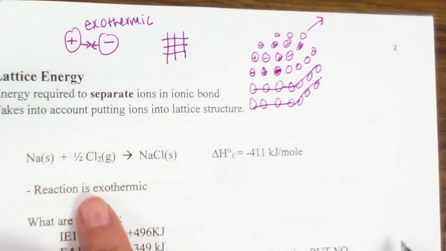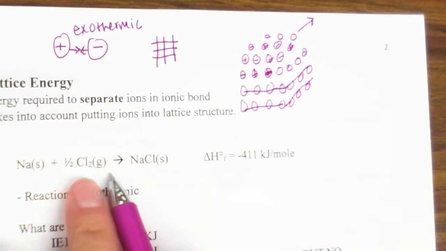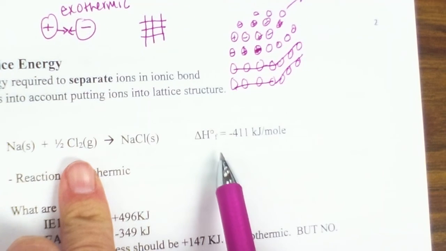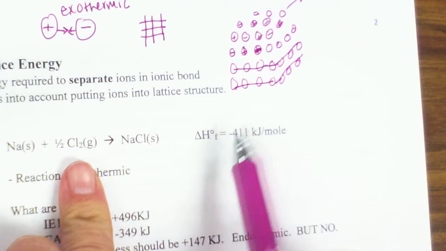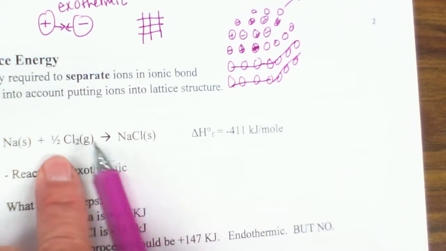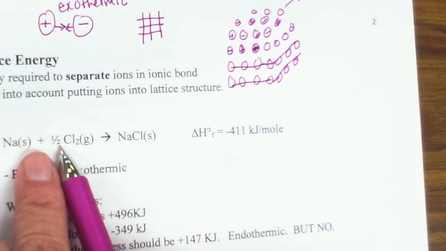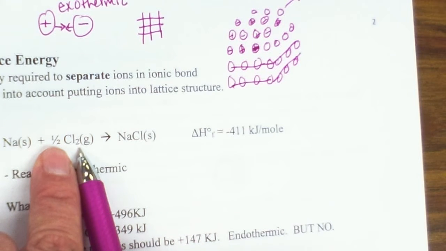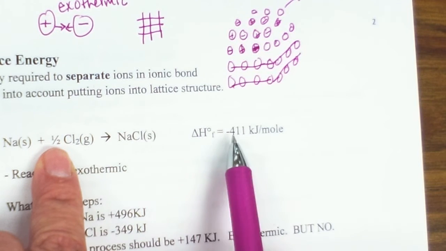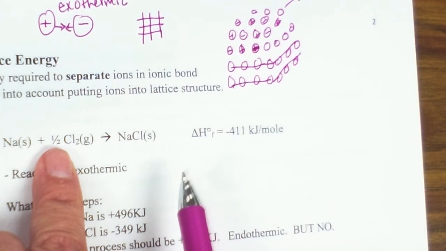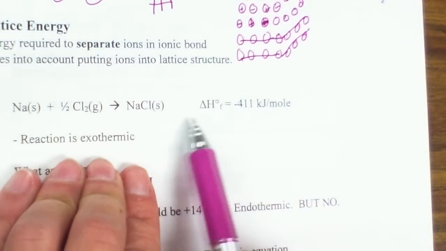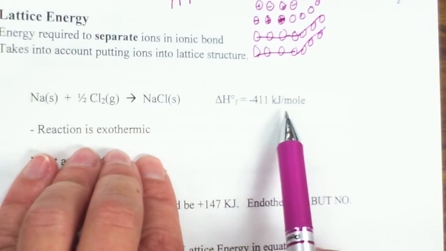All right, so here is an example. Remember delta H for formation, we are forming 1 mole of something, 1 mole. And so since we're only forming 1 mole, we're taking half of the chlorine, which was a diatomic element. So I'm only taking half of it, okay? So we're only forming 1 mole. This is the example that we're using, all right? So this reaction, ultimately, to form 1 mole of this is exothermic.